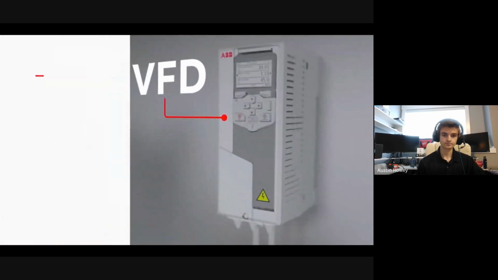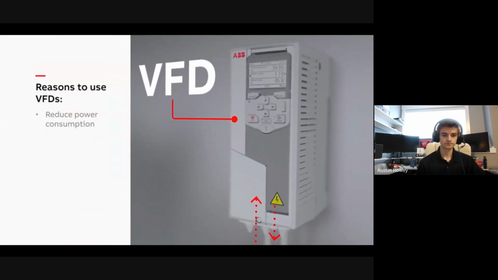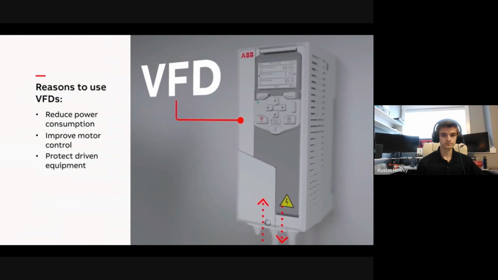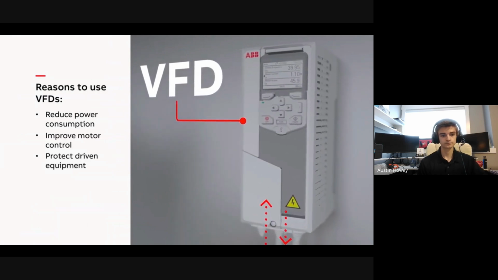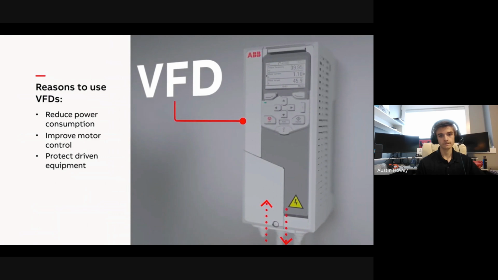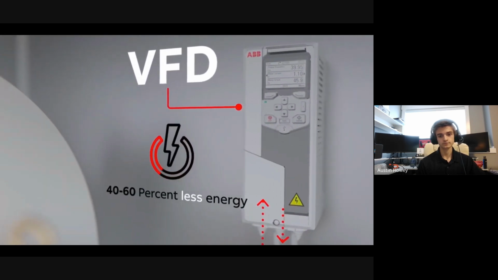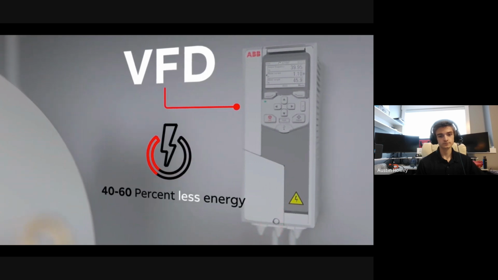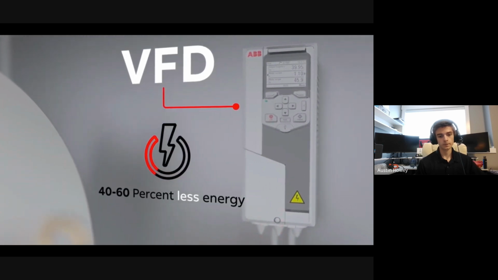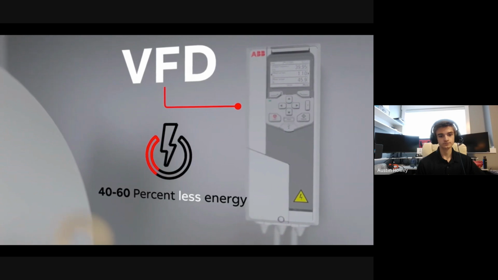VFDs control the frequency and voltage of the electricity that's fed to the motor and the equipment it powers. By removing the mechanical means of speed control, a motor system controlled by a drive uses 40 to 60% less energy. However, certain issues are presented when energy is controlled through a drive versus directly.